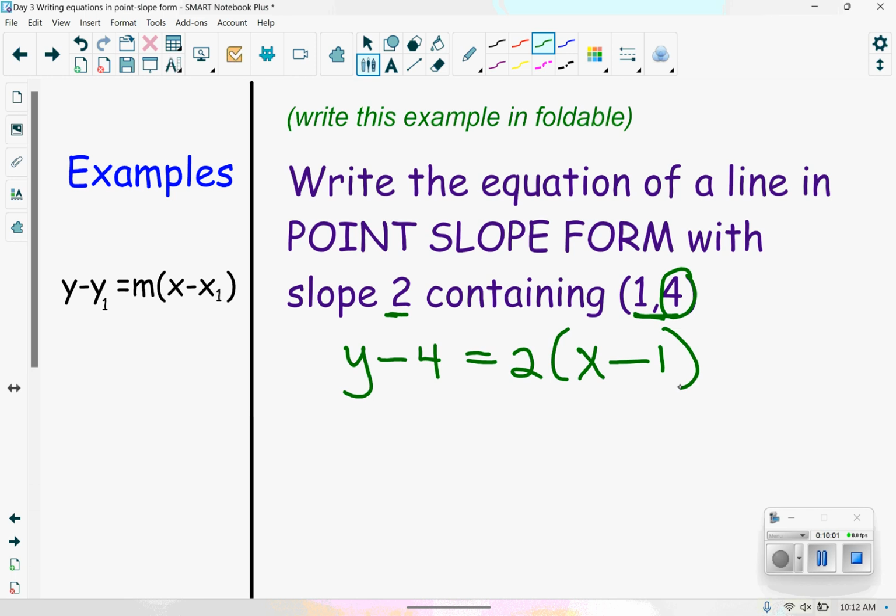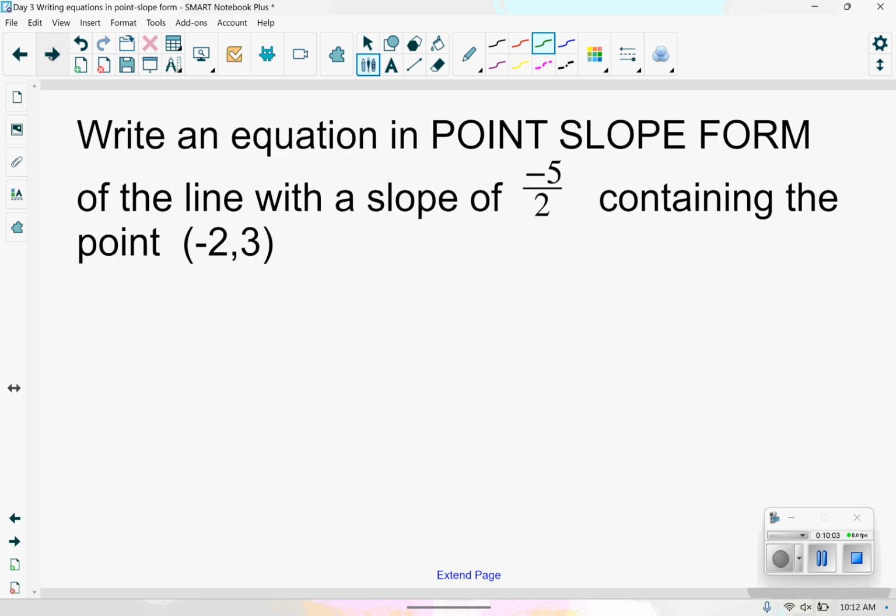Really cool. Very easy. A lot easier than the other ones. Not a lot of manipulation. All right, this next one: write an equation in point slope form of the line with the slope of -5/2 containing the point (-2, 3). Well, I've got a point and a slope, so I'm ready to go.